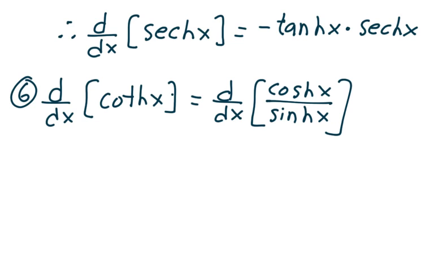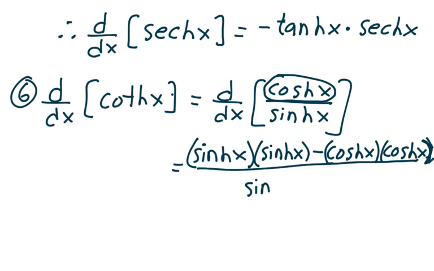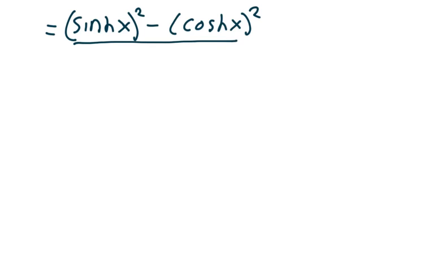And so this is a little quotient rule. So I'm going to write down the bottom function, which is hyperbolic sine x, times the derivative of the numerator, which is hyperbolic sine x. Subtract the top times the derivative of the bottom, which is cos x, in other words, hyperbolic cosine x. And then I'm going to divide by hyperbolic sine of x to the second power. So this is just basically quotient rule. Okay? And so this is hyperbolic sine of x squared minus hyperbolic cosine x squared divided by hyperbolic sine of x squared.